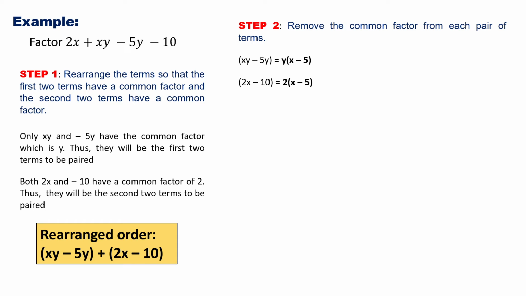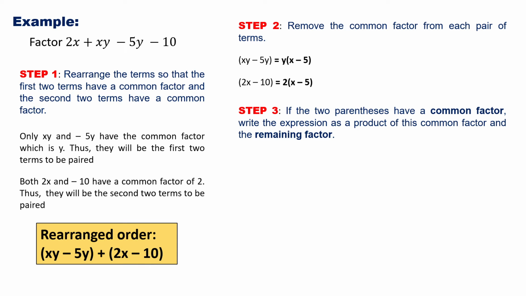Now, gamit yung mga factors na yan, yung factored form ng dalawang pares natin, we can now find the factors of our polynomial. And to find the factors, let us first identify kung ano yung common factor doon sa ating step 2. Ang common factor natin ay x minus 5. As you can observe, parehong may x minus 5 ang dalawa. So therefore, x minus 5 yung isang factor sa ating polynomial.